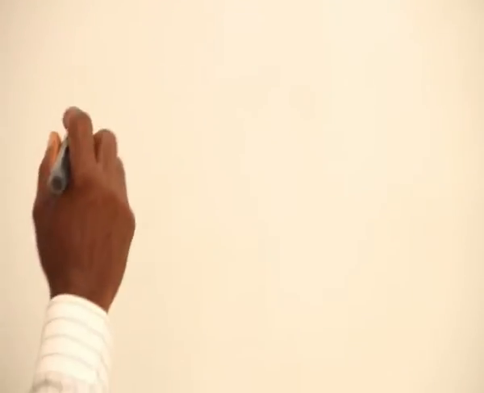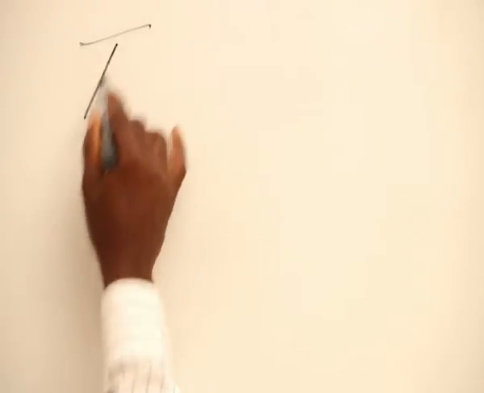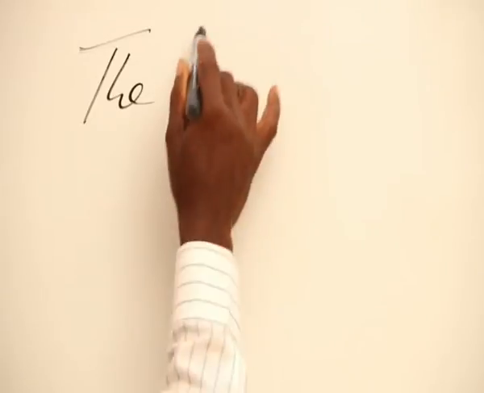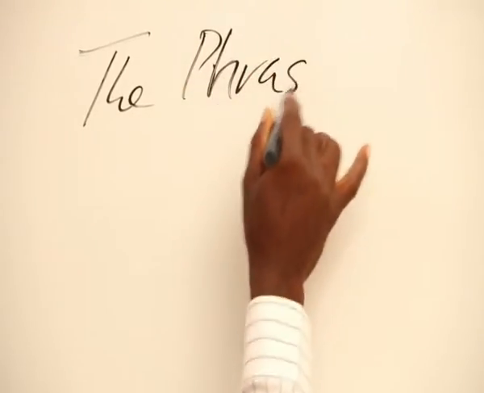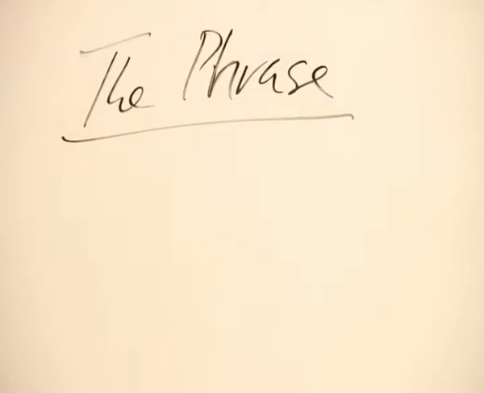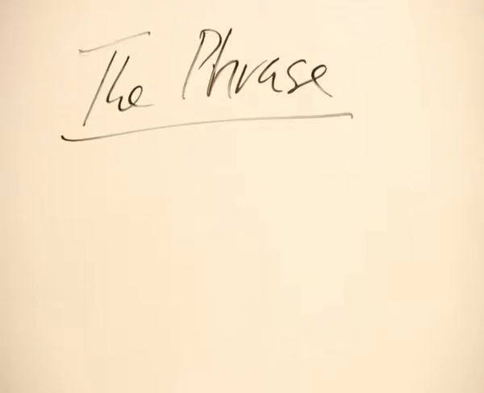Now let's look at the phrase. This is the third in the category, from whichever point you take it, either from the top or from the bottom. It's in the middle. After the morpheme, we have the word, the phrase, clause, and sentence. So this is the phrase.